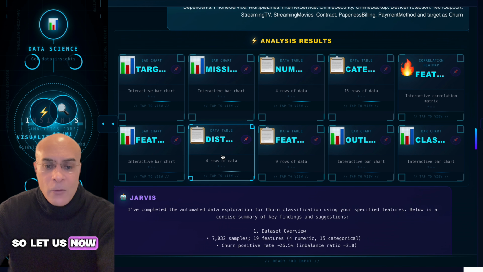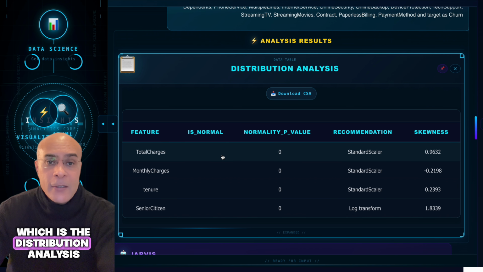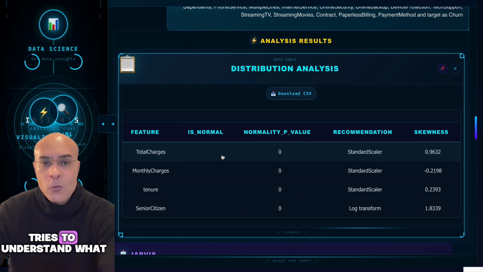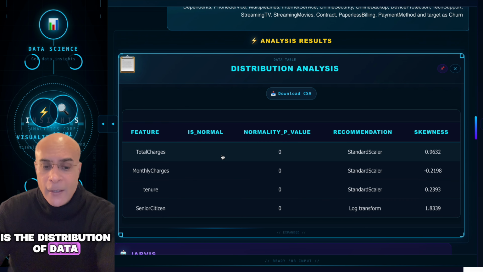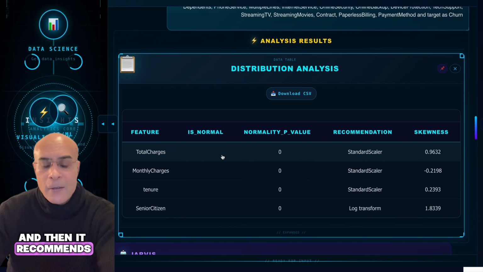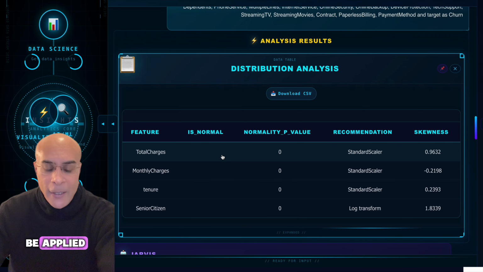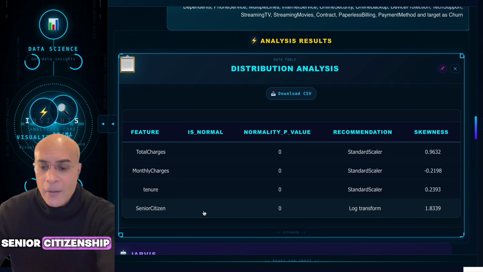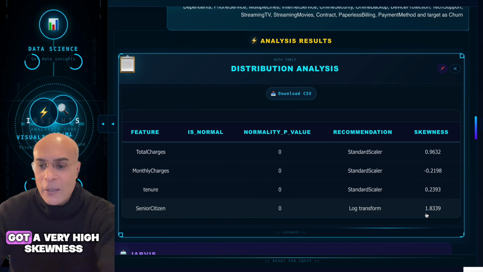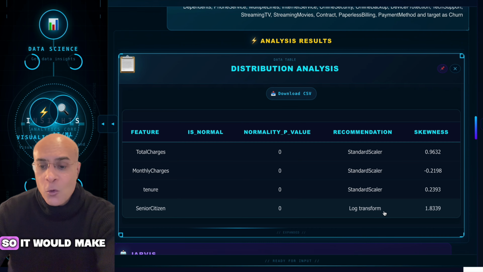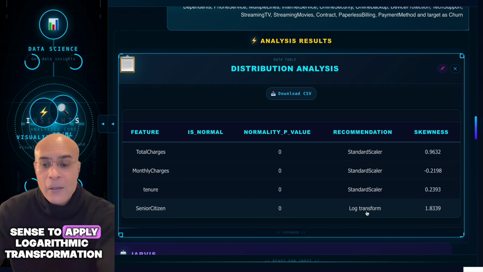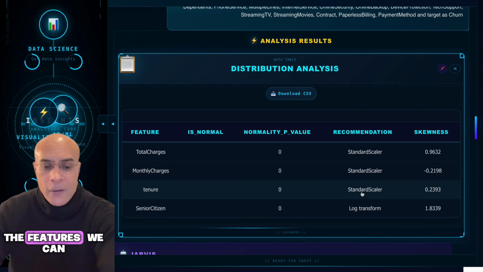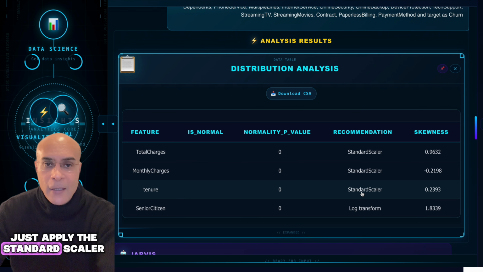Okay, let us now see the next one, which is the distribution analysis. Distribution analysis tries to understand the distribution of the data, and then it recommends some transformations which can be applied. For example, here we can see that senior citizen has a very high skewness, so it would make sense to apply a logarithmic transformation. But for the rest of the features, we can just apply the standard scaler.